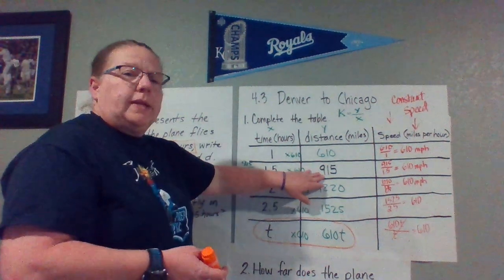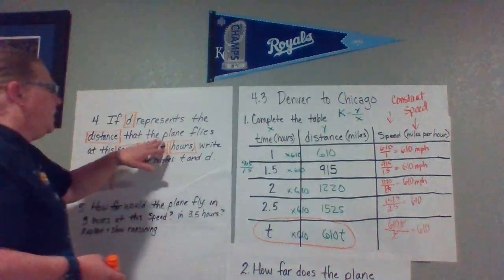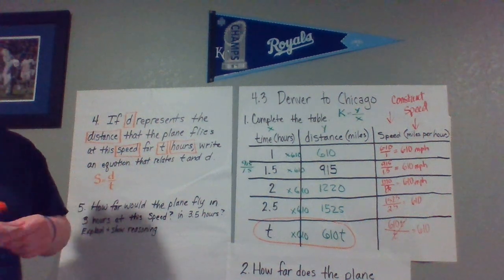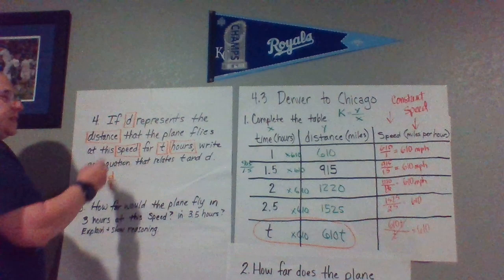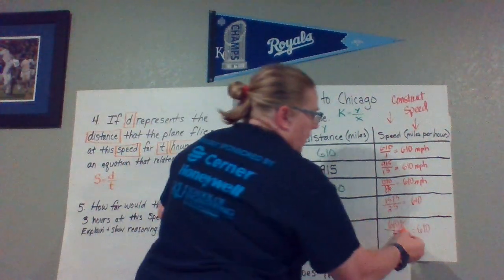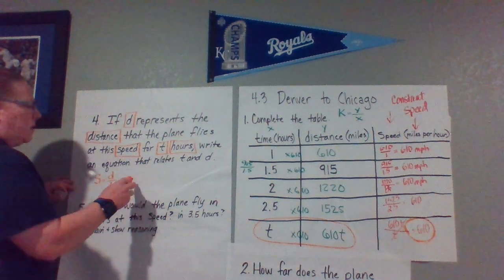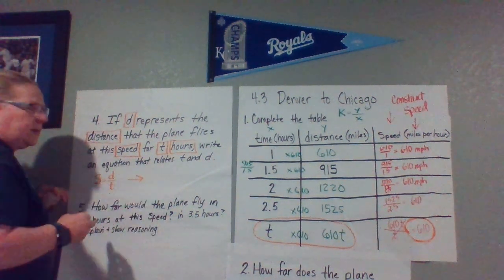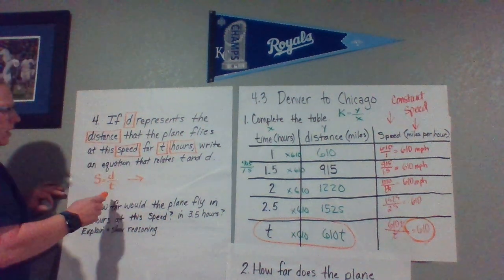If you look over here, we did that on the chart already. We took distance and divided it by time. We need to be able to write an equation for any time that this happens. There's some information that we have. We know what this speed is. Our constant rate has been 610 every time. So I can rewrite my equation.